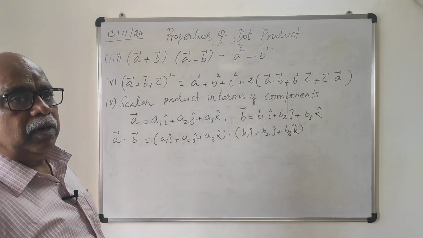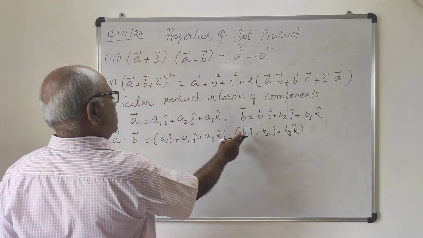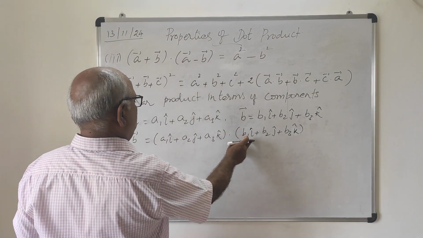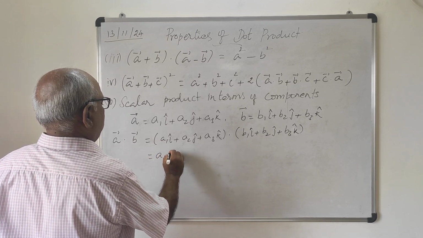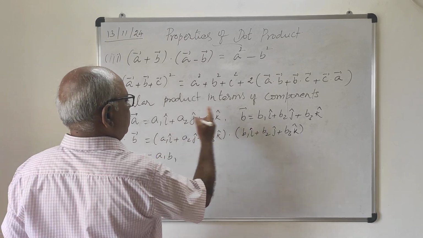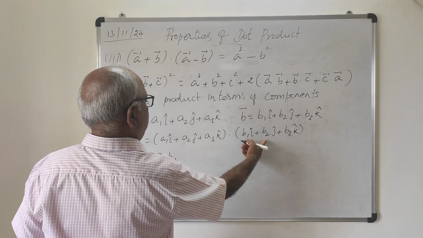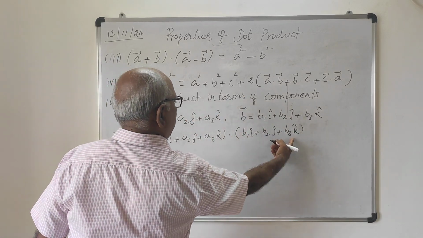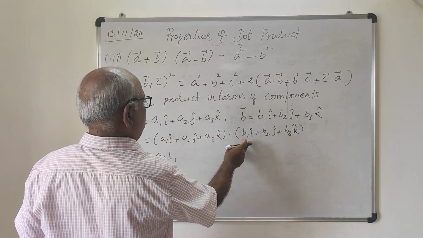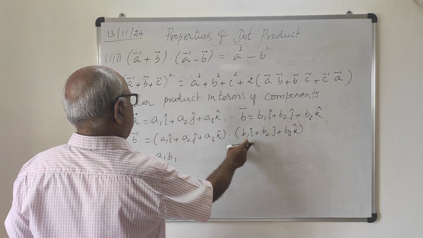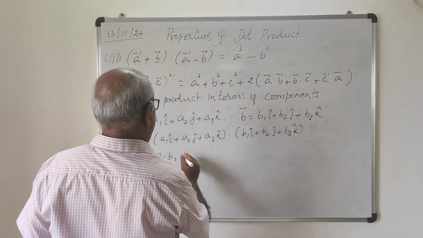By the dot product definition, i dot i is 1, therefore you get a1 into b1 as the first term. For the second term, i dot j is 0, so a1 b2 is multiplied by 0. i dot k is also 0, so a1 b3 is also 0. So just i dot i is 1, and you get only a1 b1. Similarly, j dot j is 1, therefore you get a2 b2.